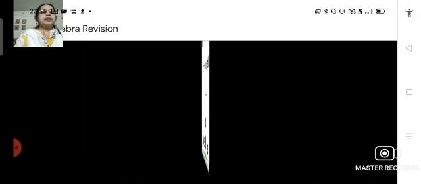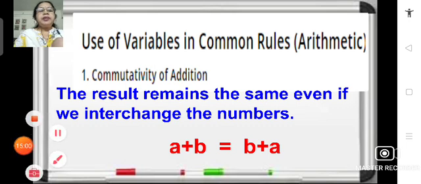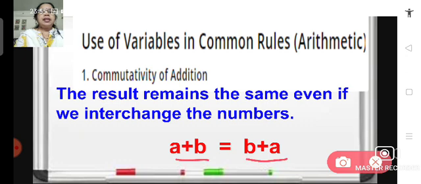Next, use of variables in common rules. In arithmetic, there are some common rules. For that we use variables. For the commutative property of addition of whole numbers, we use variables like a plus b is equal to b plus a. That means the result remains the same even if we interchange the numbers.